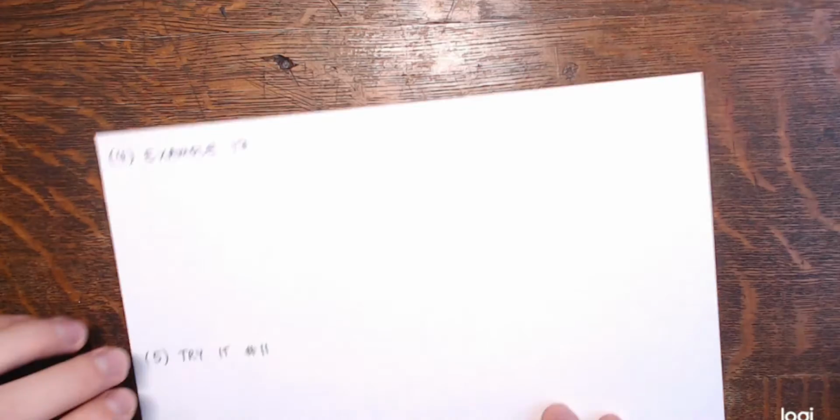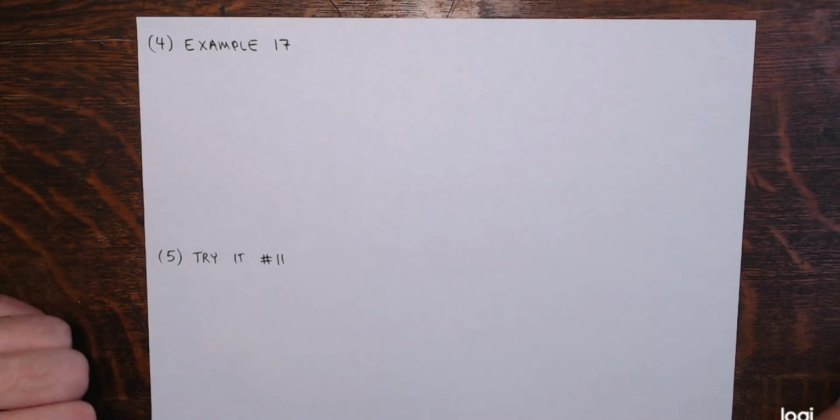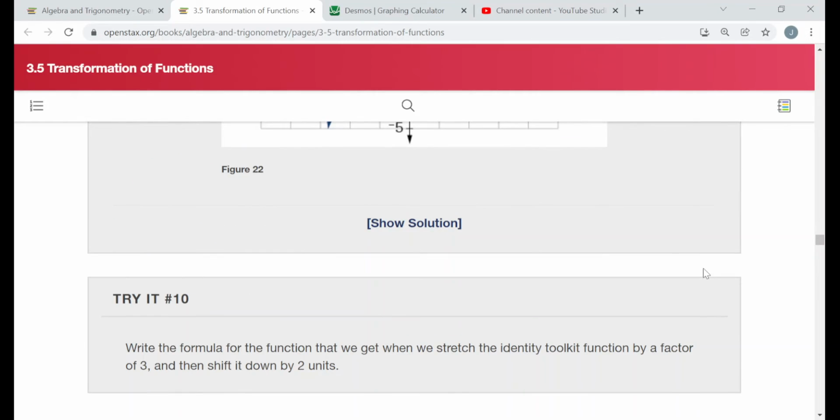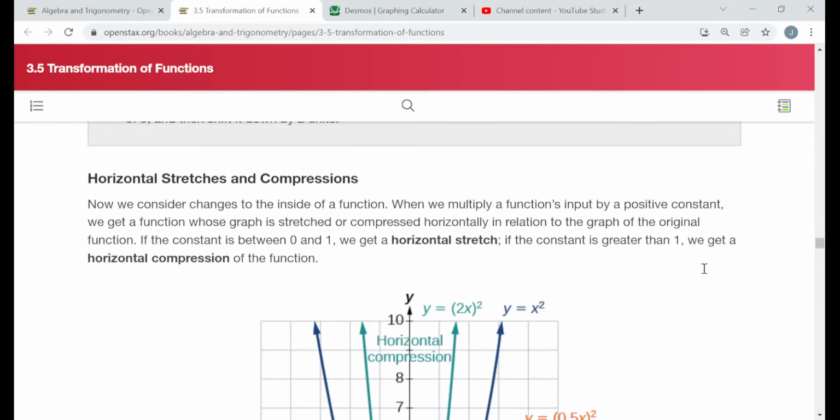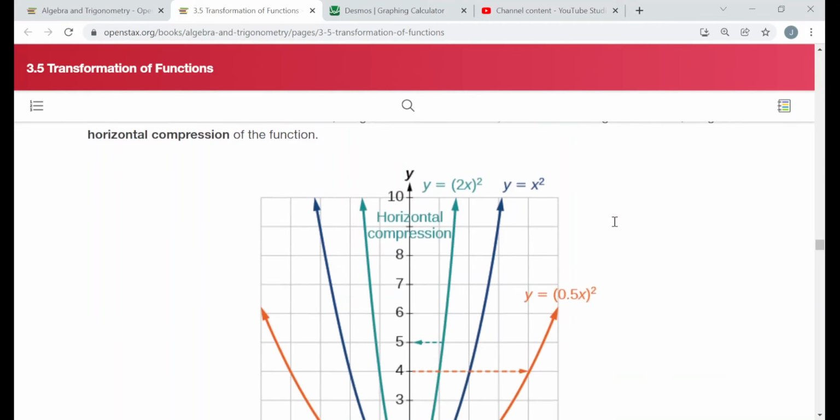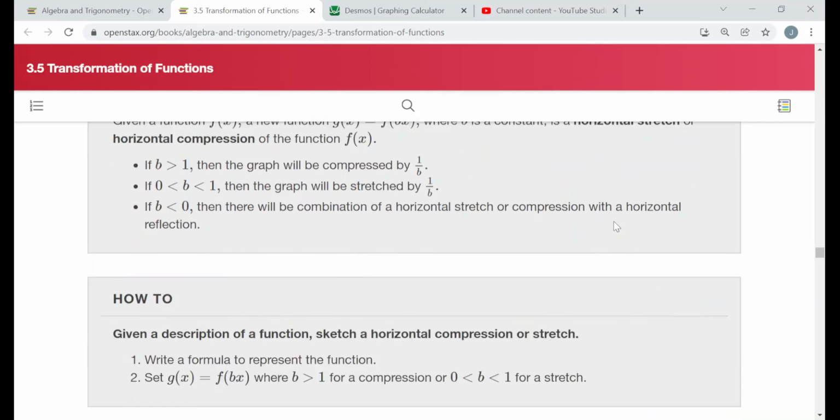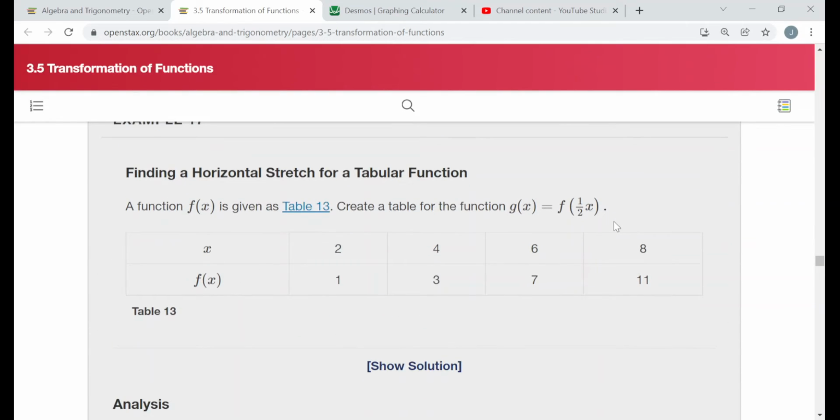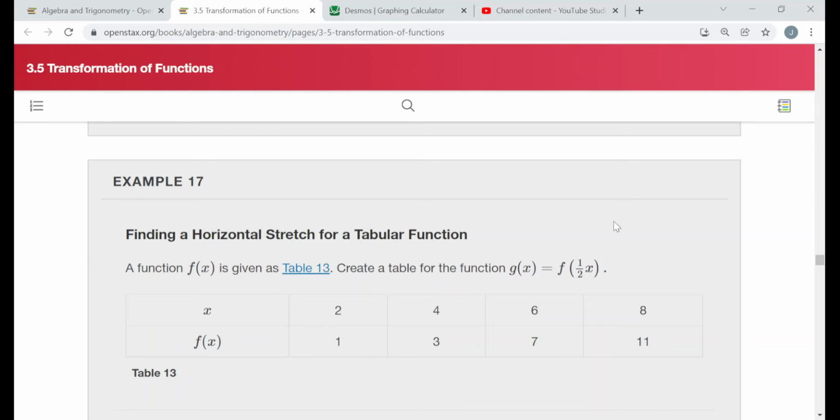Next example. All right, now I believe I'm going to get into some horizontal stuff. I've got example 17 from the text I want to show you. So it's 15, and now we're getting into horizontal stretches and compressions. And you've got some reading to do here. Example 16. I want to show you example 17, another one where a function is given to us in a table format, right, with just 4 ordered pairs.